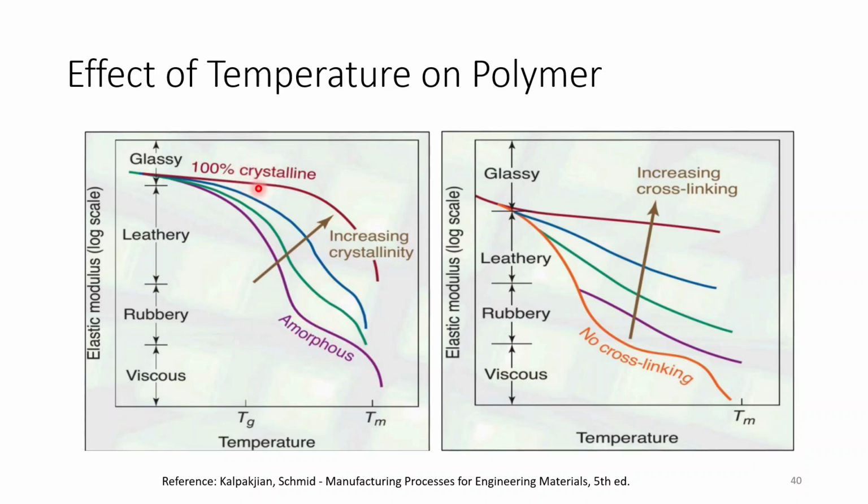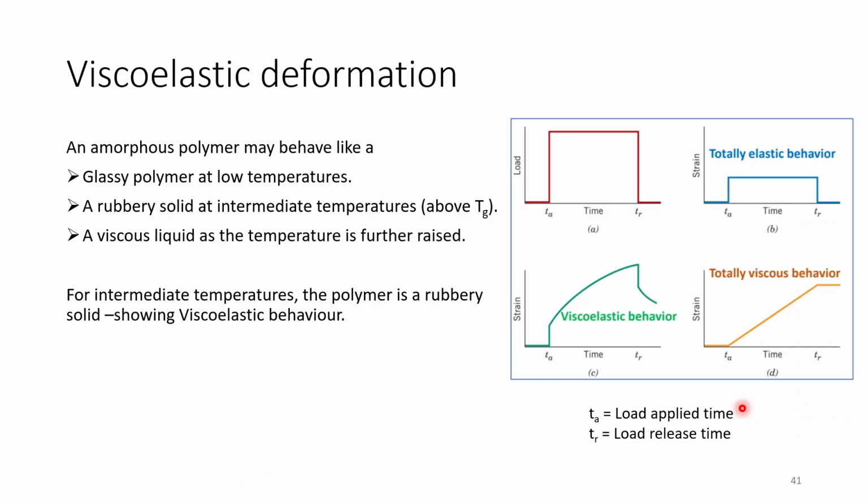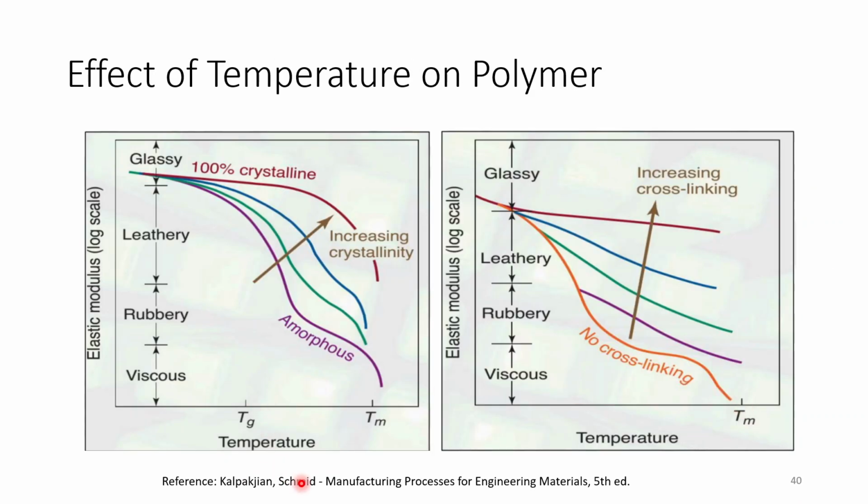In the case of 100% crystalline polymers, they don't show this transition region. In the effect of cross-linking, if you keep on increasing cross-linking, with melting it shows less decrease in elastic modulus. If there is no cross-linking, then the elastic modulus keeps on decreasing up to the melting temperature. And these are various states. Depending on the elastic modulus, your polymer can be glassy, leathery, rubbery and viscous type of polymer.